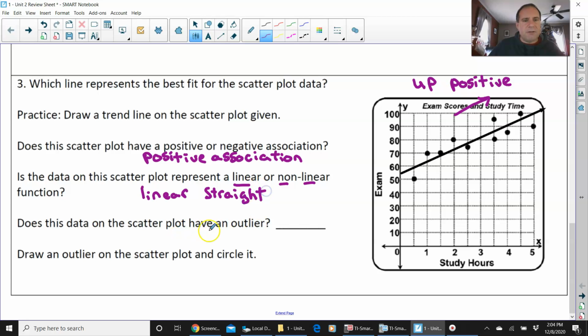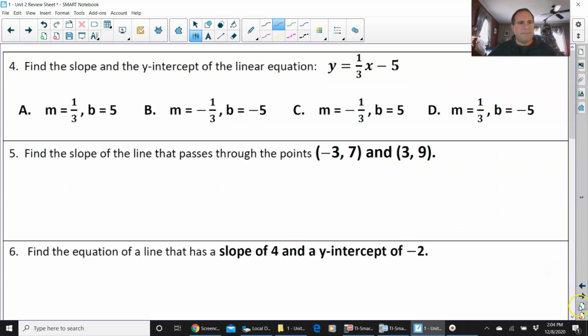Does this have an outlier? No. An outlier would have to be somewhere around here or over here, far away from the data, and circle it. So we're going to circle my outlier, and that is question number 3.